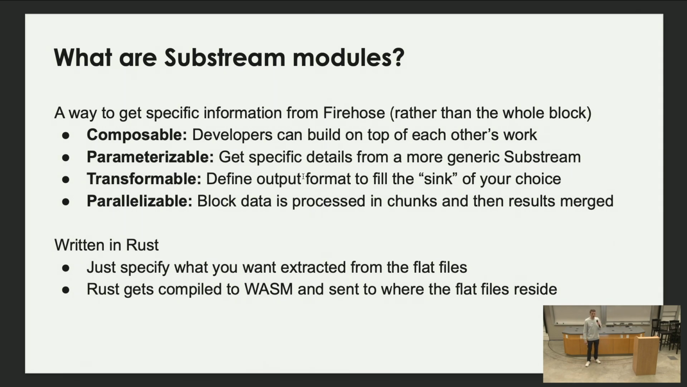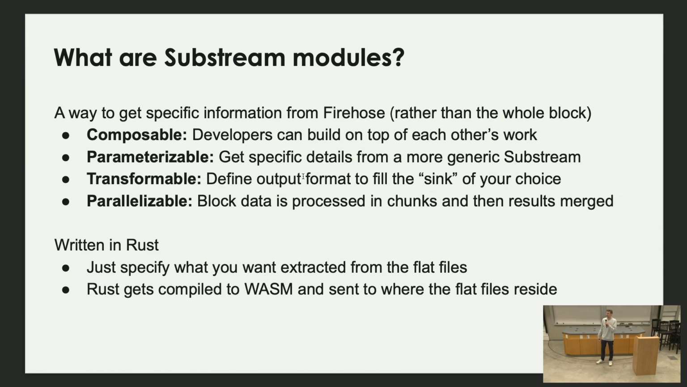Substreams modules are composable, so if you write one of these Substreams filters, you can then compose the output and write another Substreams module that takes the previous one's input. You can also parameterize it, so let's say you want to do something to one contract, and then somebody forks that contract, and you want to do it to a new contract. Substreams makes it easy to do that. You can also still do transformations like tracking TVL or other things that you don't want to keep on chain. It's also parallelizable, so it can read from all these flat files in parallel.